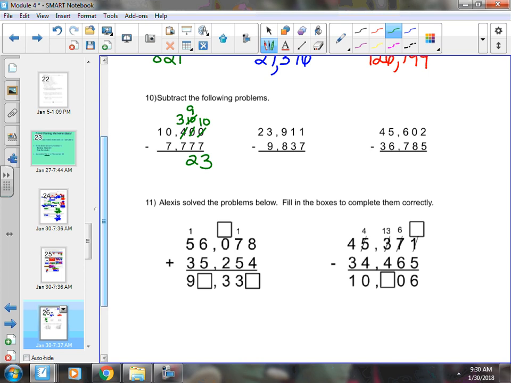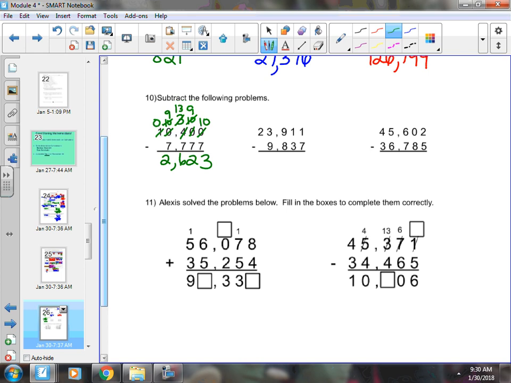I can't do 3 minus 7, so I need to do some more regrouping. I can't take away from nothing, so I need to come all the way over to my 10,000s place and take 1, which is the same as 10 thousands. Take one of those, then add 10 to my 3 that are already there. That one was a pretty challenging subtraction problem. 13 minus 7 is 6. 9 minus 7 is 2. 0 minus nothing is nothing.